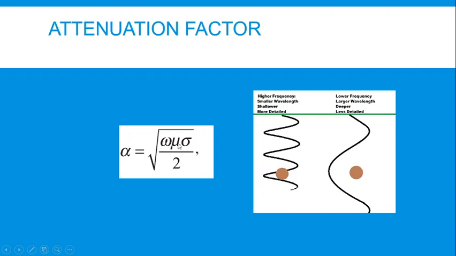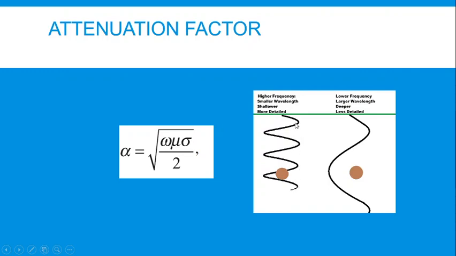So what happens is, earth acts as a low pass filter, meaning it allows only the low frequency to pass through it. Okay, it is the rule of nature. So according to this formula, suppose we have a higher frequency, then what happens: smaller wavelength, shallower and more detailed. This is what happens when we are talking about the gigahertz frequency.